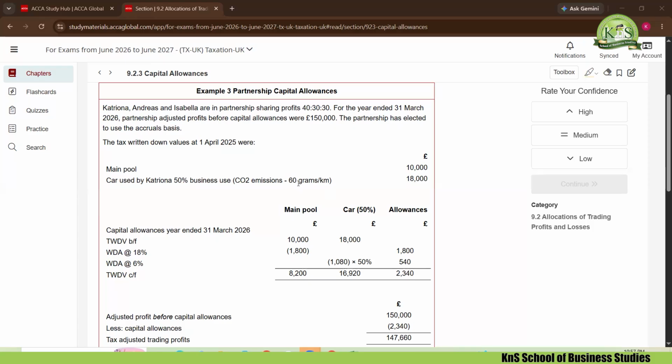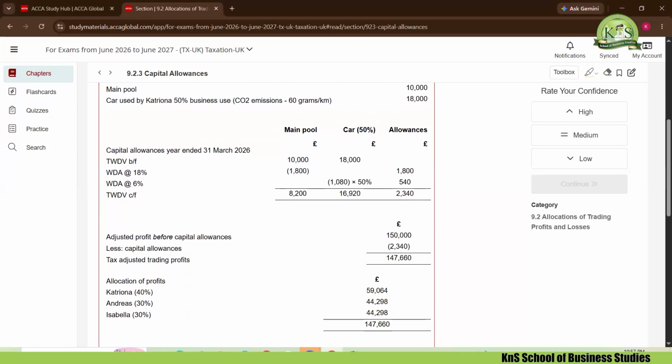Okay. So I have told you main pool will come, 10,000 over here. The car is more than 50 grams per kilometer, so it will come in the special rate pool, and we will only take the business use. That's all. So 18,000, right? And we will do 6% and take 50% of it. Over here, we have taken 18% of 10,000, which becomes 1,800. We will subtract this because it's an allowance and this is going to reduce your TWDV. So simple calculation. This is your total allowance. So we will continue with our calculation.